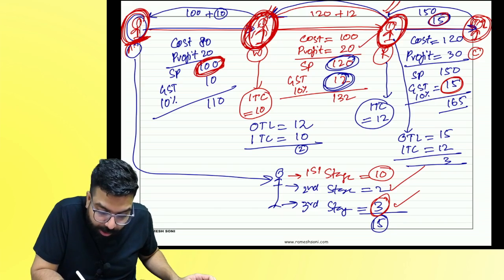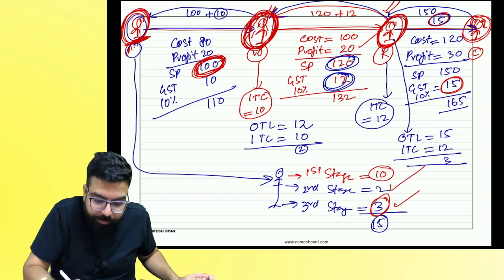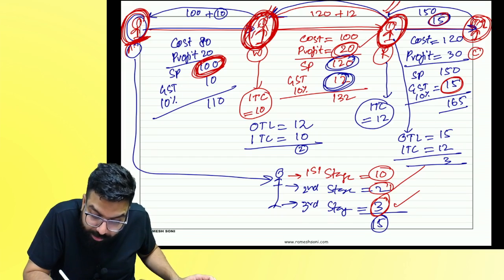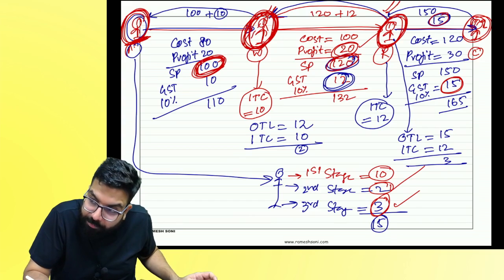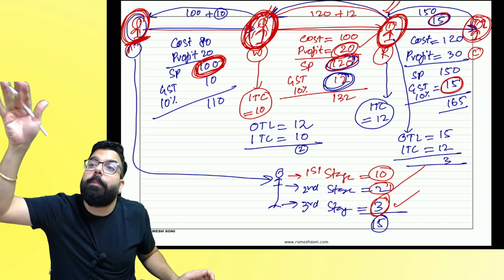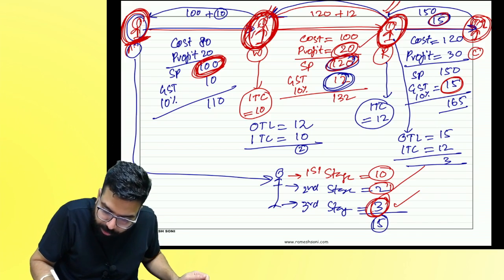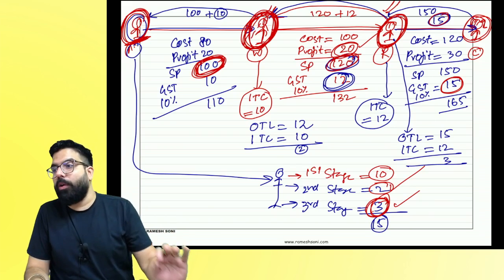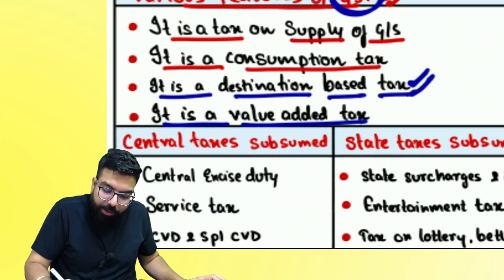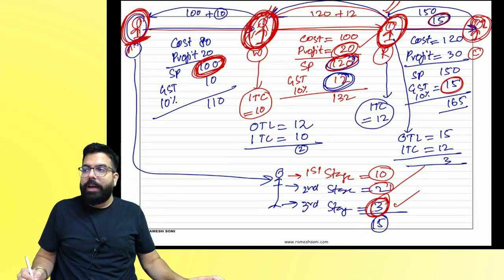He did again on 100. How much was the addition? 20. So government got 10%, which is 2 rupees. Now already 120 is there. On that, another value addition was done. How much? On 30, 10% is how much? Government got 3 rupees. Did you guys get it? Can I go ahead? Everyone sure? Okay. So GST means it's a tax on value addition.